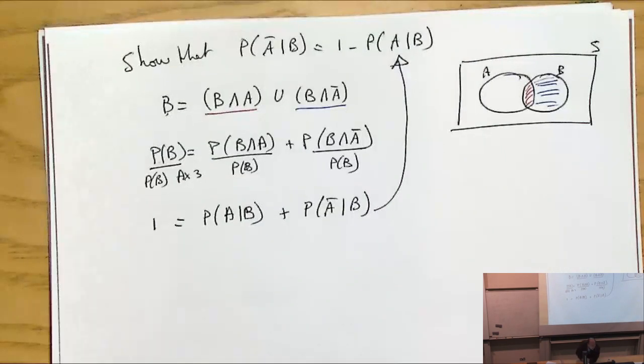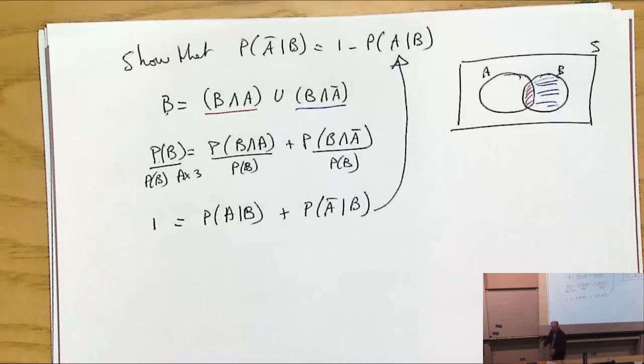So that's relatively simple, but it's just to make use of the axioms. Yes? So all the conditional probability is defined when P of B is strictly non-zero. Yes?